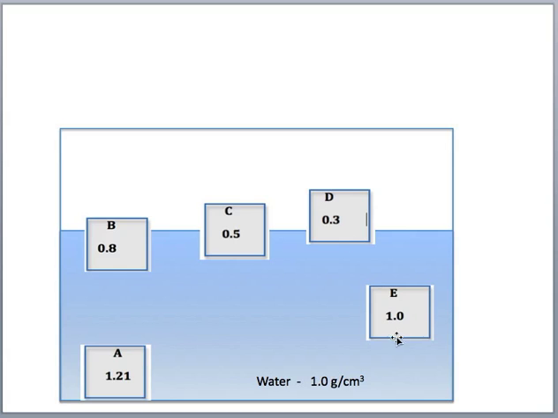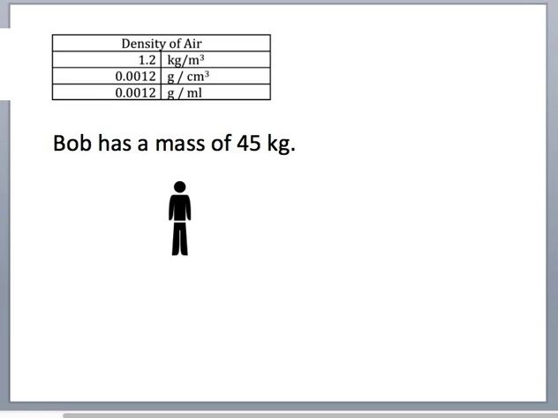Of course, if you had it in a different material, less dense or more dense, different things would happen. For example, if you put it in alcohol, alcohol having a density of 0.79, these would drop a lot more. In fact, E would also drop down because it's more dense. So that's that one.